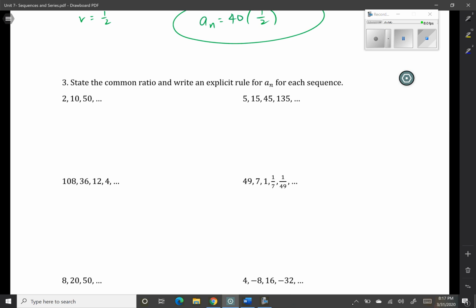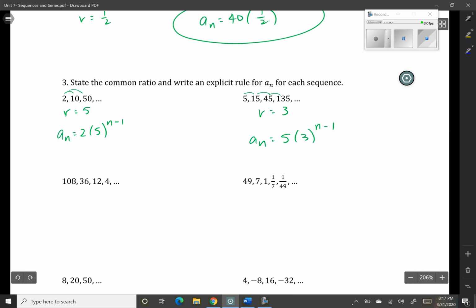All right, great. So hopefully you tried these on your own. We noticed that the common ratio for this first one was 5. I'm going to multiply by 5 each time. And then the explicit formula is going to be 2 times 5 to the n minus 1. For the second one, I'm hoping you noticed it was a multiplier of 3. So we said the common ratio is 3, and the explicit formula then becomes 5 times 3 to the n minus 1.